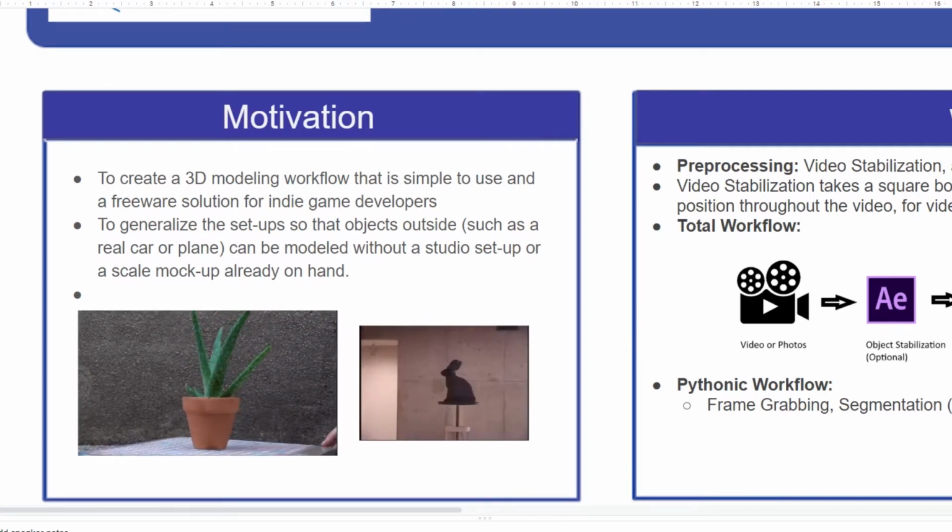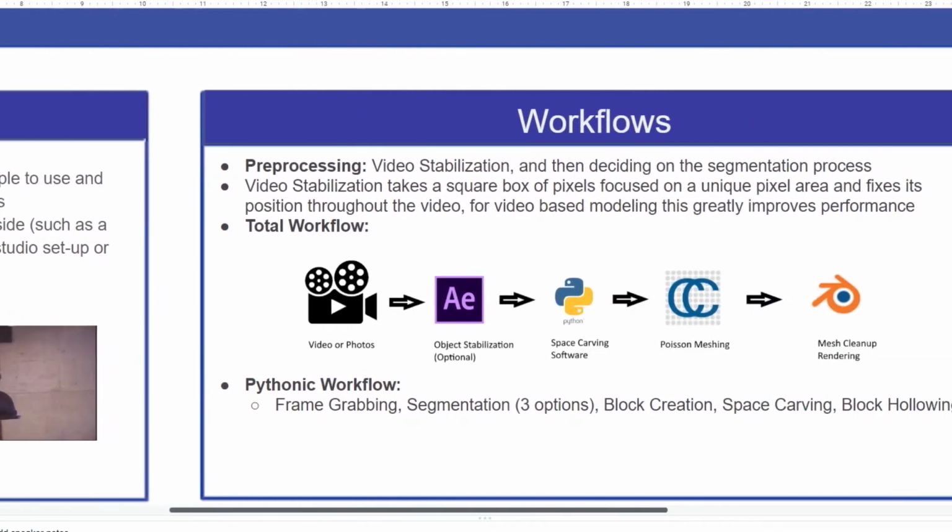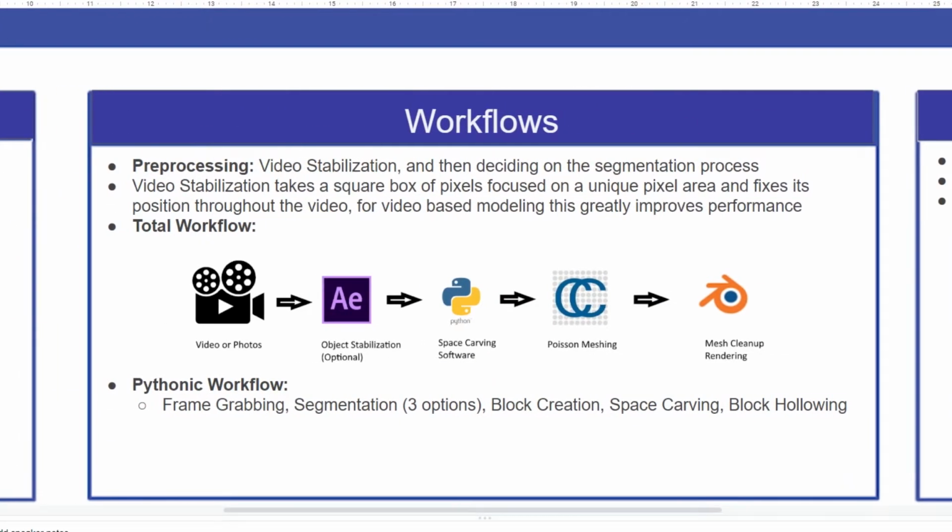The first part of this entire process is the workflow. You have to pre-process, and in this particular case, when you take a video moving around an object, it can get jittery, so we want to stabilize it. The video stabilization process is the only part of the entire workflow that is not freeware as of yet. We're going to work to try and make it freeware since we think it's a fairly straightforward approach that After Effects takes, which is the software we're using.